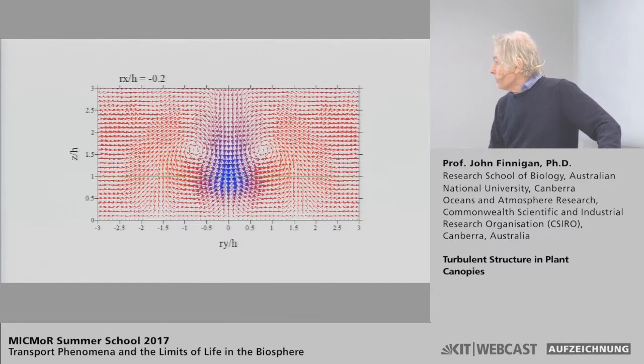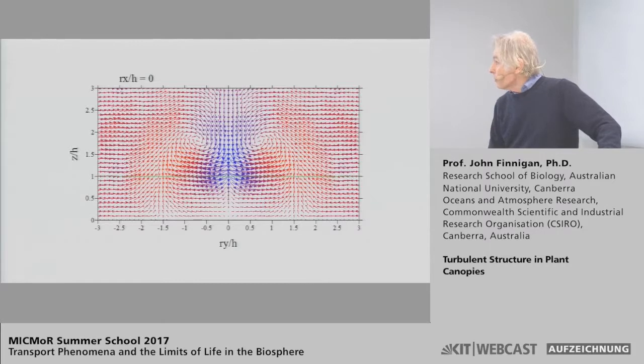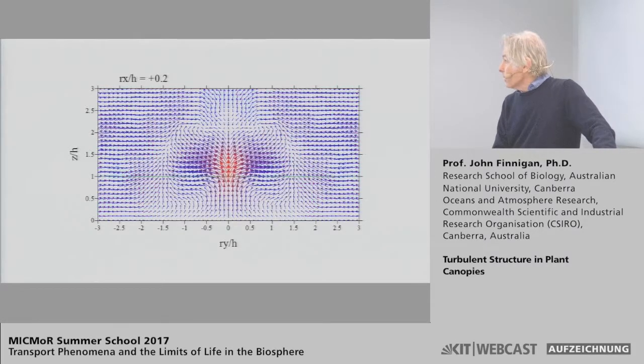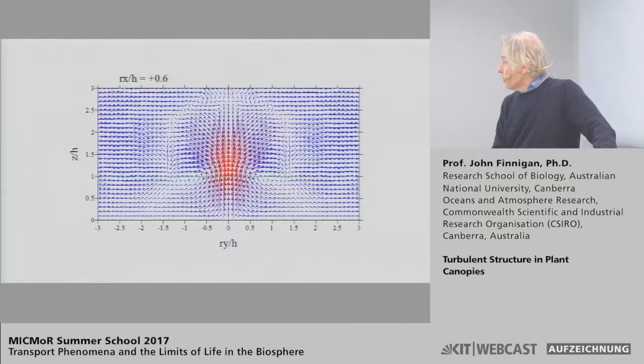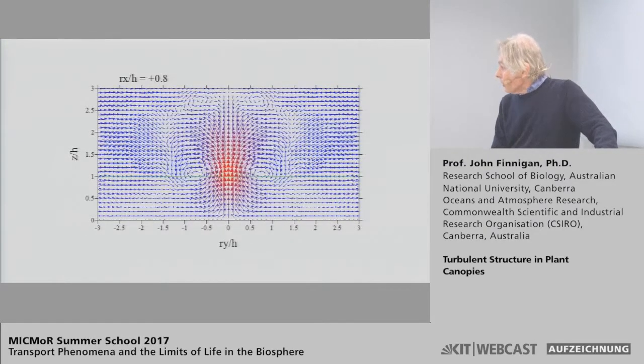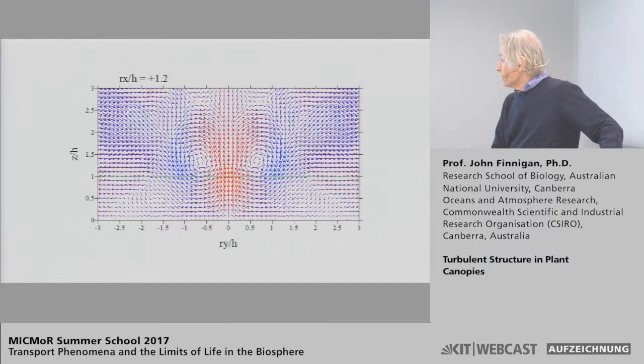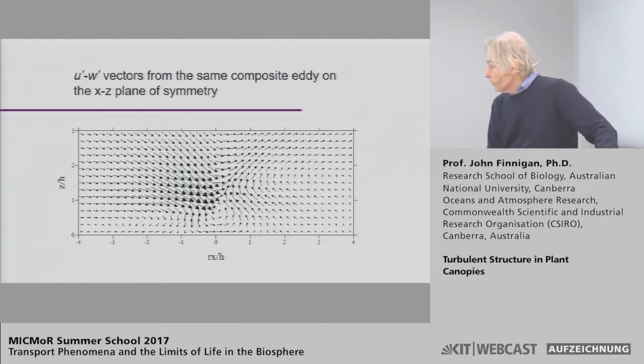Then we carry on, and we start to lose the coherence of the head down vortex at the back, and we now start to pick up the head up hairpin at the front. And now the rotation is in the other direction, and it's pushing the velocity vectors away from the surface. This is the ejection. And then the thing runs away.